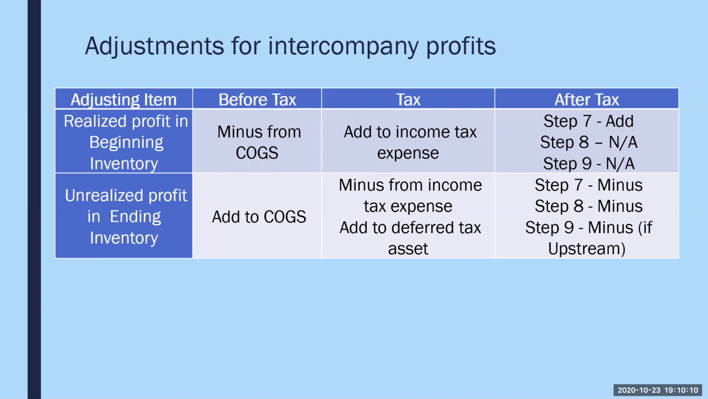We will subtract the after-tax amount from the parent's net income or the subsidiary's net income. In step 8, likewise, we will subtract the after-tax amount from either the parent's retained earnings or the subsidiary's change in retained earnings. And on step 9, if it were an upstream sale, if this was an upstream unrealized profit, we will subtract the after-tax amount of the profit when calculating non-controlling interest for the consolidated balance sheet.